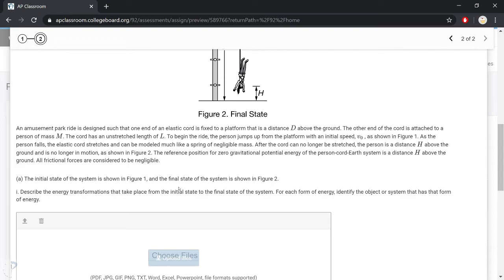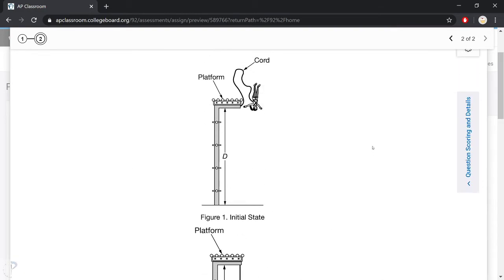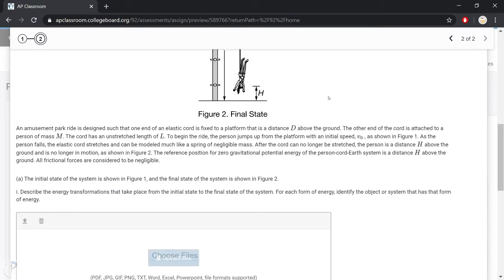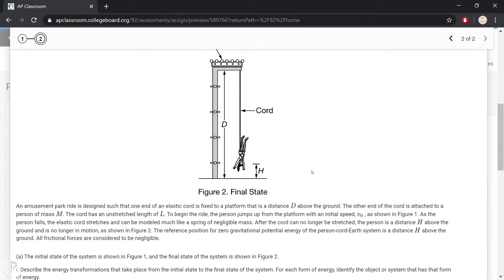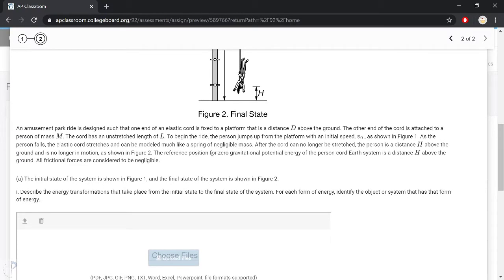To begin the ride, the person jumps up from the platform with an initial speed v0, as shown in figure 1. So we go up, and then parabolically we'll go back down. Therefore, when we reach the same height as the platform, our velocity should be negative of what we started with, because it's nice and symmetric.